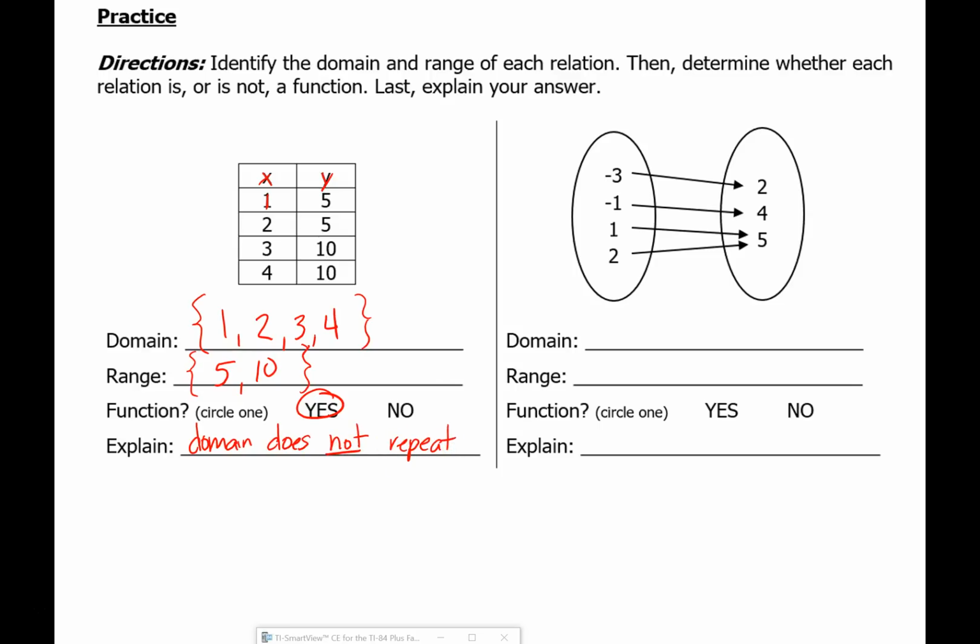If I look at the second one, the domain is all of the input values, so that's -3, -1, 1, and 2. The range is all of the output values, so that's 2, 4, and 5. And I'm looking at a map, so to determine if it's a function or not, I want to look at the domain and look at the arrows. For each number in the domain, is there only one arrow mapping it to something? The answer is yes, there's only one. So yes, this is a function. The domain does not repeat.